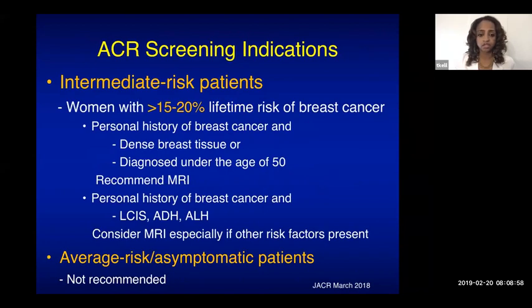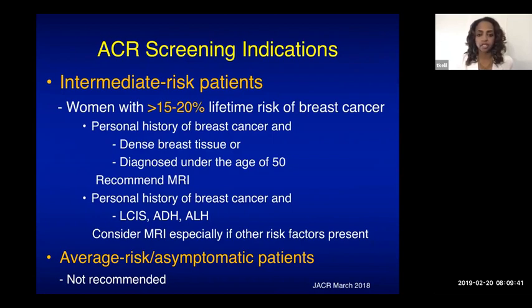The American College of Radiology also recently updated their screening recommendations for intermediate risk patients. These are patients with a lifetime risk of 15 to 20% and includes patients with prior personal history of breast cancer and dense breast tissue, or if their cancer was diagnosed before the age of 50. For these patients, MRI is recommended. And if the patient has a history of breast cancer and one of the atypical or high-risk lesions on pathology, such as lobular carcinoma in situ, atypical ductal hyperplasia, or ALH, for these patients, MRI should also be considered, especially if other risk factors are present.